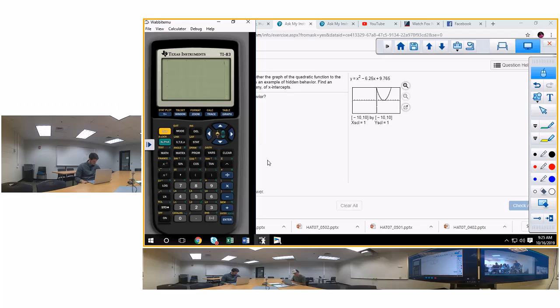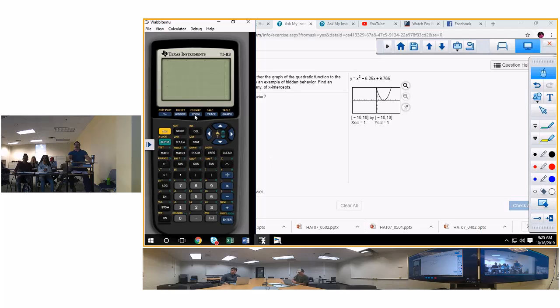I don't know why it's taking so long, but I'm going to hit zoom. And you can hit standard or fit. There she is. Now, you can zoom if you want to, or you can hit zoom standard. I think that's what they got right here. There you go. And of course, if you want to, let's see what they asked for.